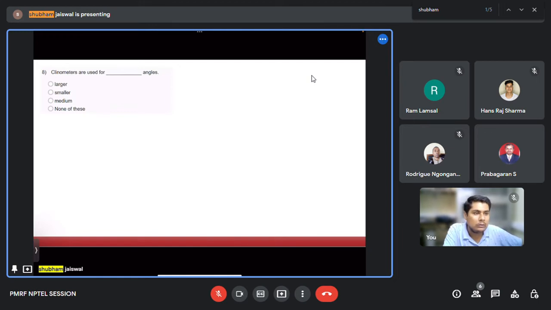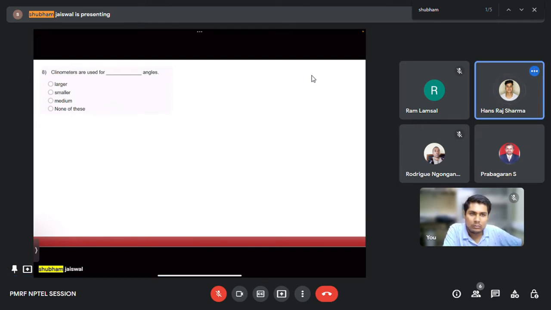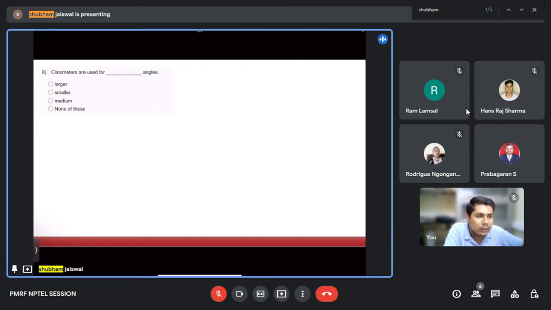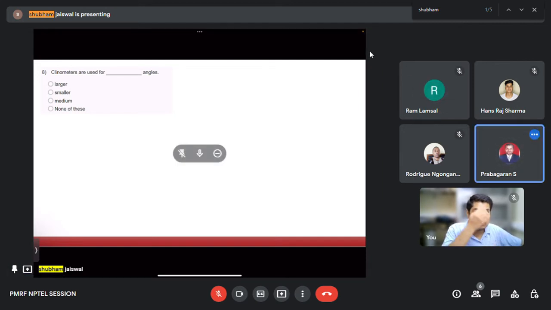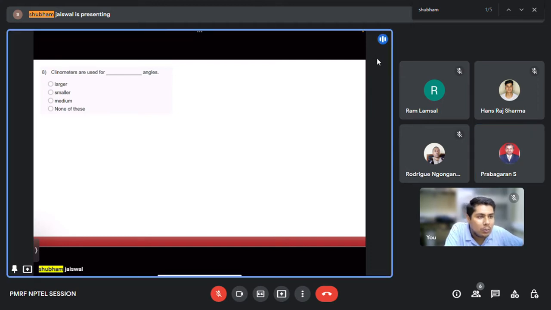Can anyone answer? Sir, might be none of these. Any other answer? Okay, so Mr. Hansraj, you are a bit wrong. The clinometers we use for measurement of the larger angles. Okay, so it is the advancement of our spirit level.